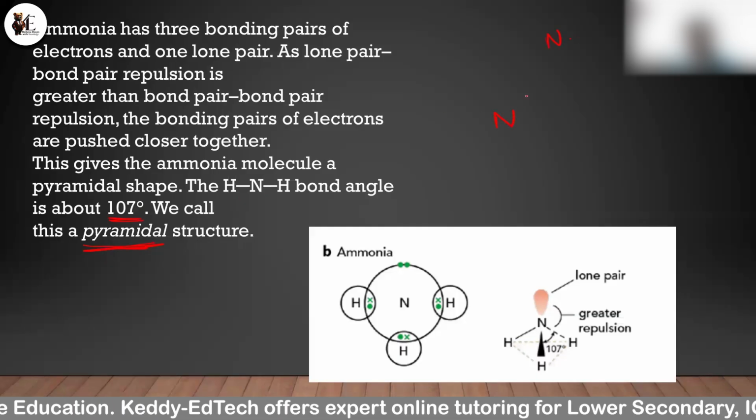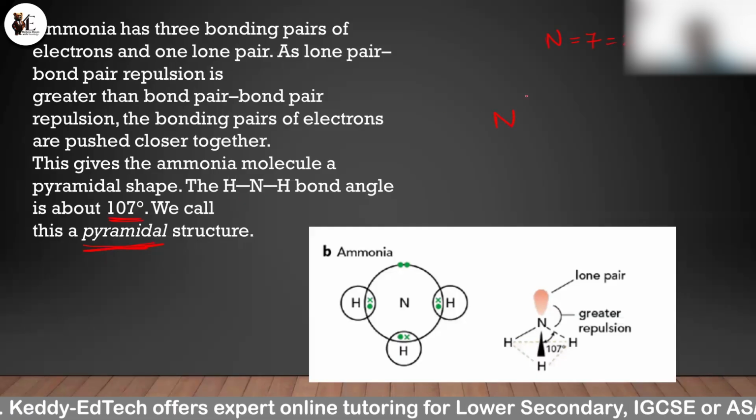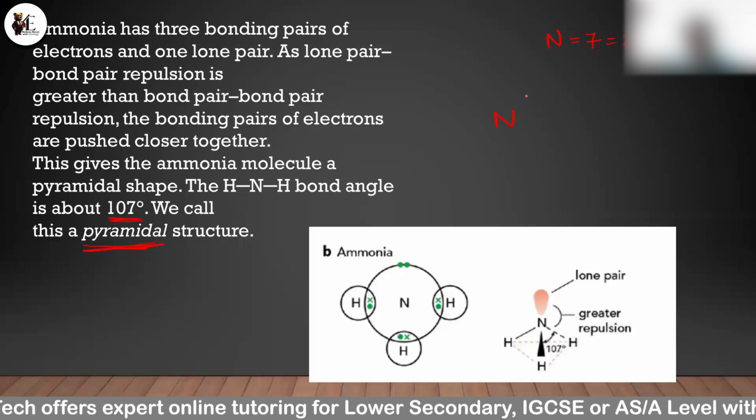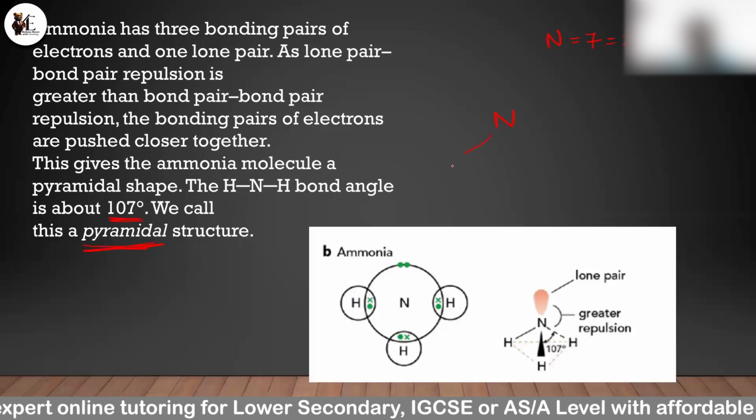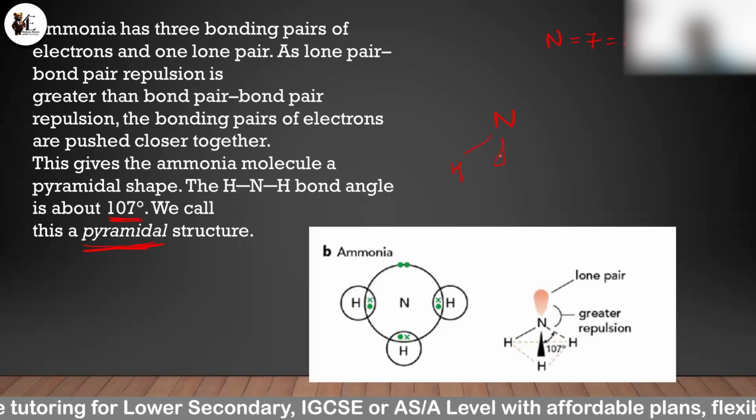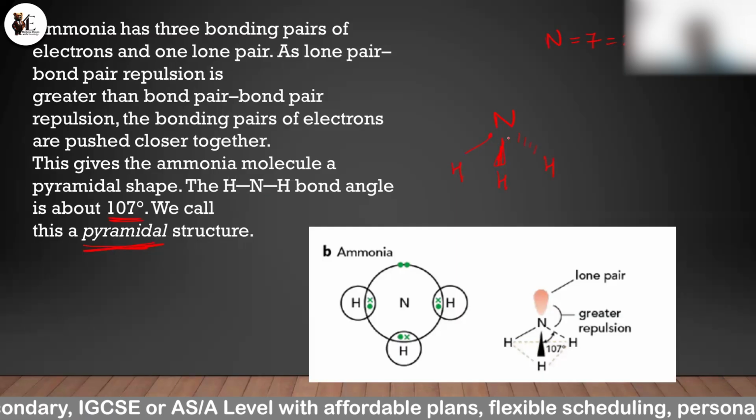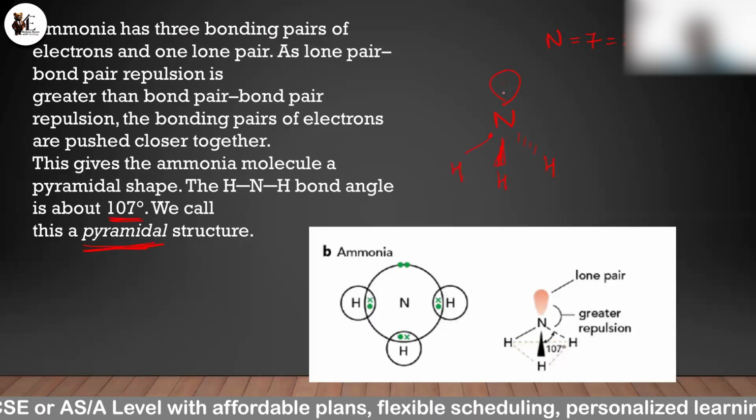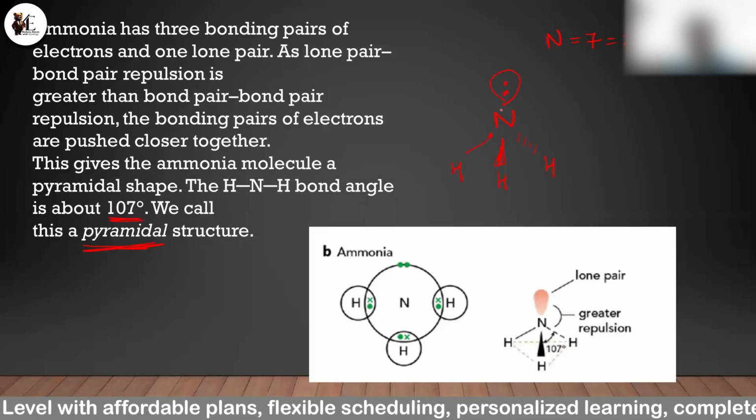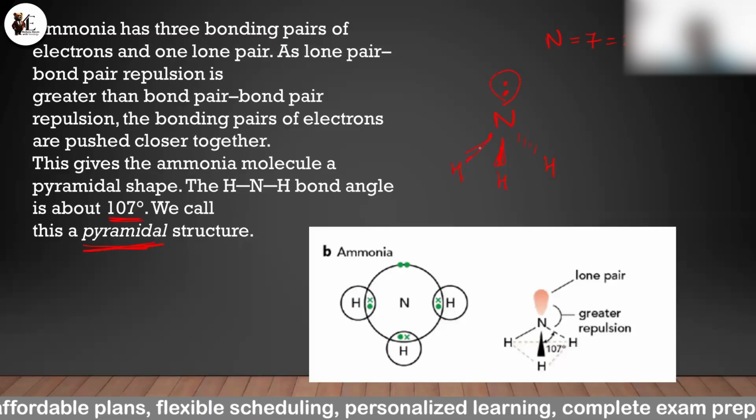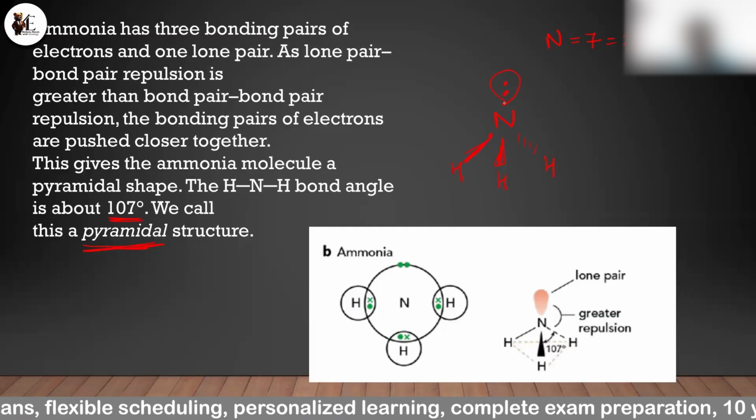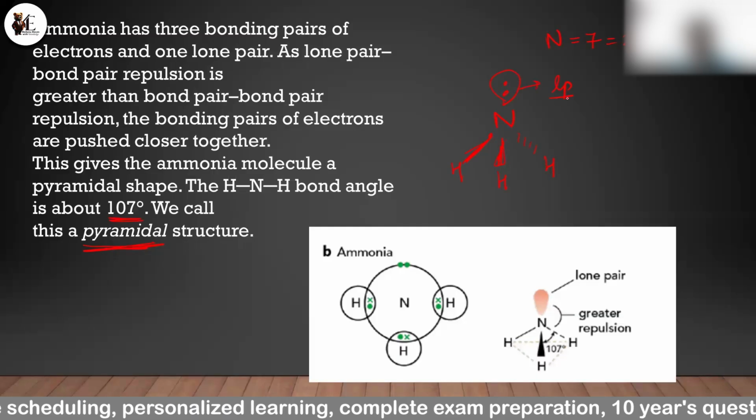Nitrogen, its atomic number is 7. Its electronic configuration is 2, 5. That means there are 5 valence electrons. So one is this hydrogen, one is the above-the-plane hydrogen, one is the below-the-plane hydrogen. 3 electrons are involved in bonding and one is a lone pair, a total of 5 electrons like this. So you can see that it has 3 bonding pairs of electrons and one lone pair of electrons.